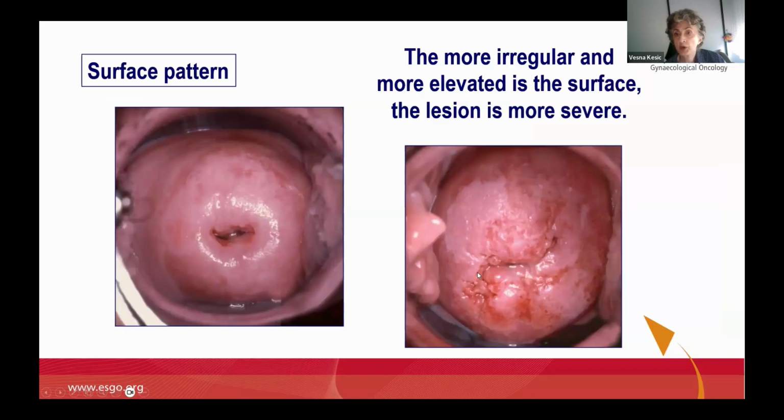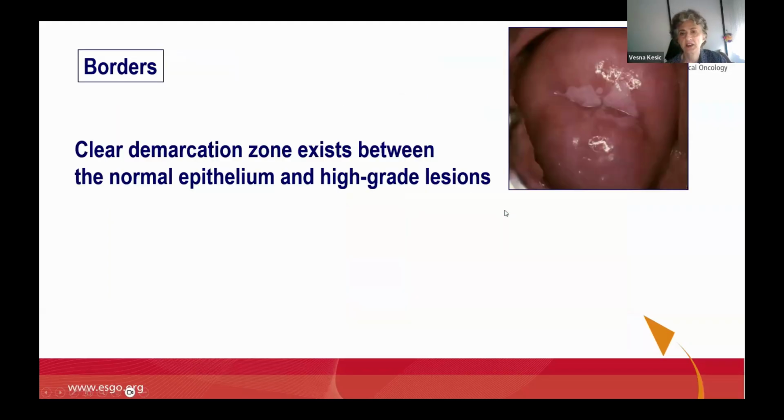Surface. The more irregular and more elevated the surface is, the more severe the lesion. Again, the examples. This is a large lesion, I would say. It is low grade, but the surface is very smooth compared to this one, which is similar in size but with a completely different surface. This was the congenital transformation zone we just mentioned, and the other was a CIN3 high-grade cervical lesion.